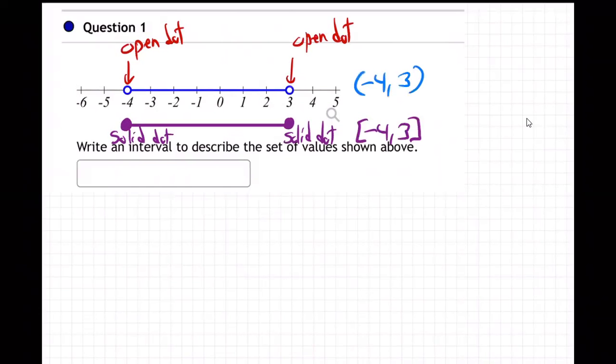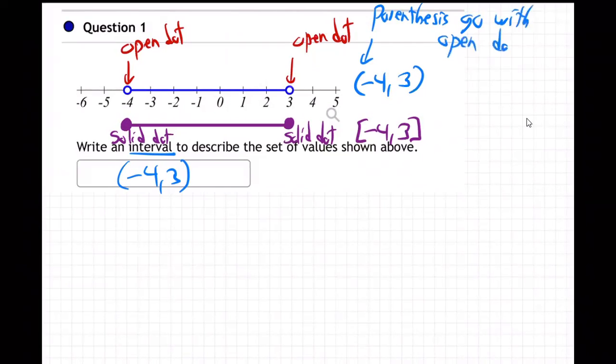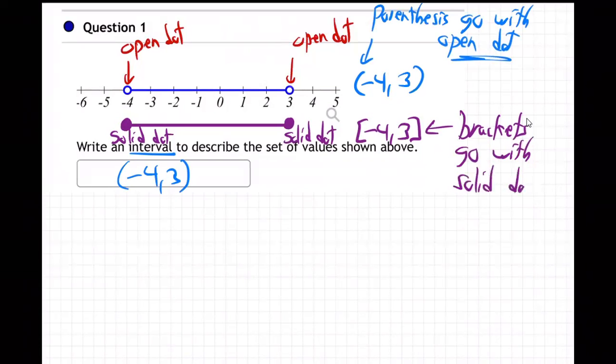Okay, so I want to explain. This is called interval notation. So our answer on our problem is parenthesis -4 to 3, and we're done. Now, parentheses go with an open dot, and brackets go with a solid dot.